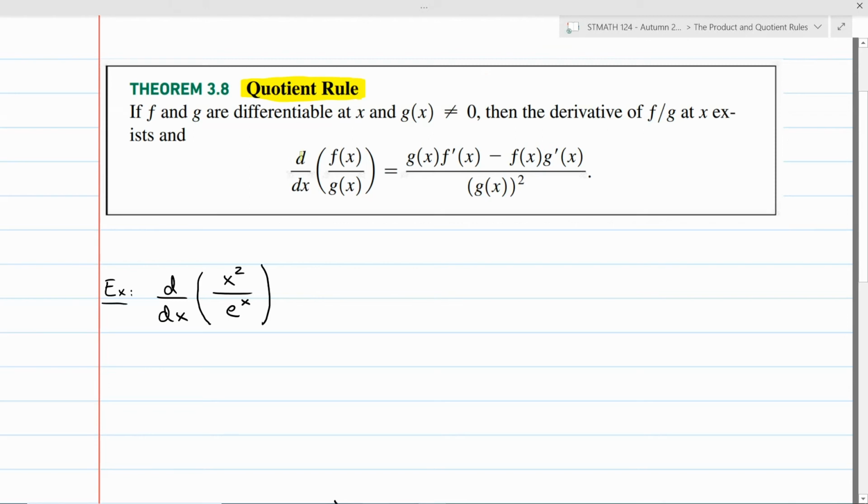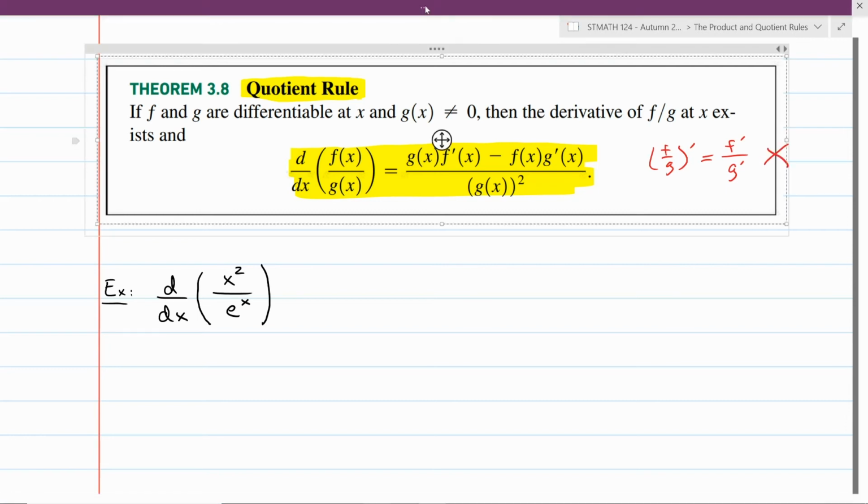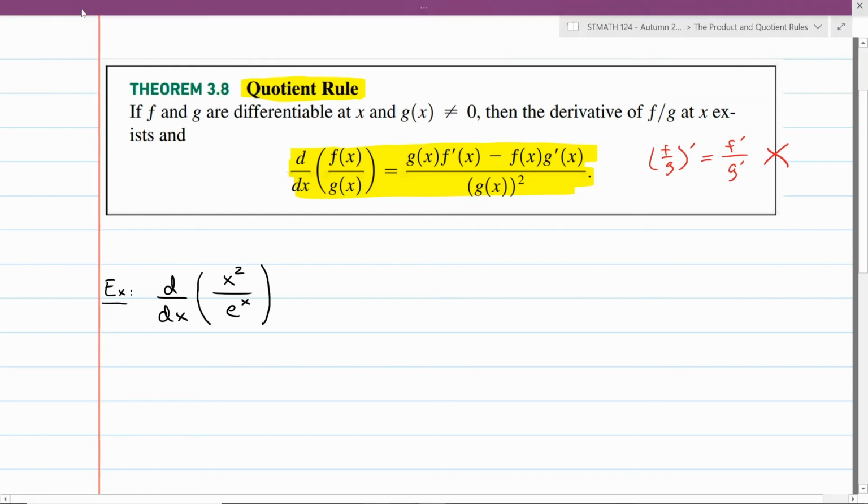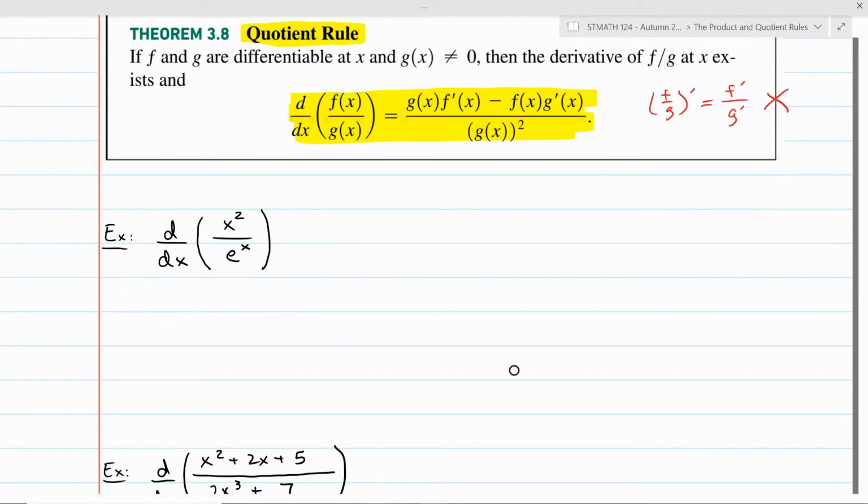And you see that it has a rule that might not be what you would have expected. Again, naively, you might have hoped that when you take f over g and take the derivative, it would just be the derivative of the numerator over the derivative of the denominator, but that does not work. It's more complicated than that. But it's not so complicated that we can't do it. It's just a little bit more complicated than the naive. So let's try it out with this first example here.